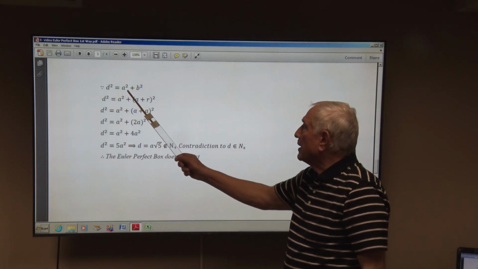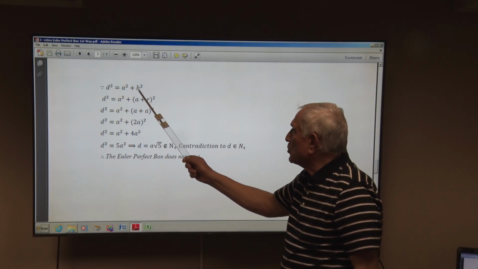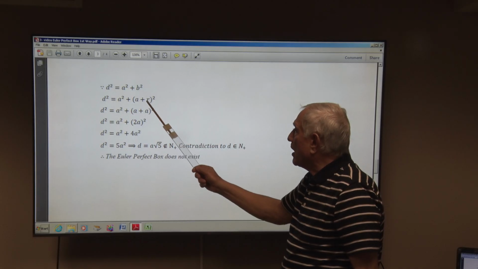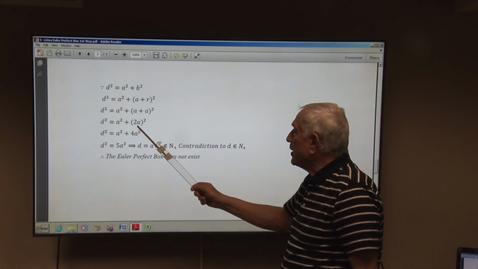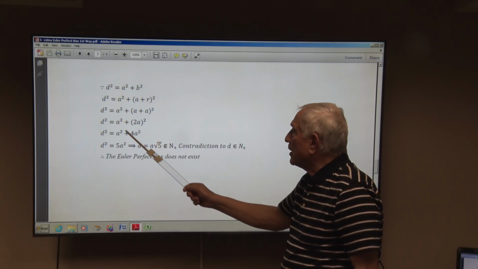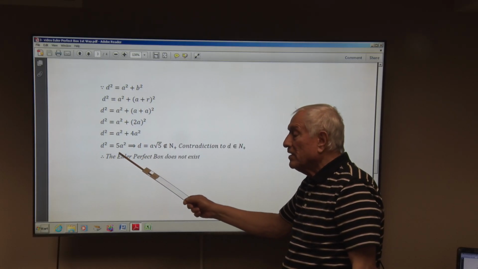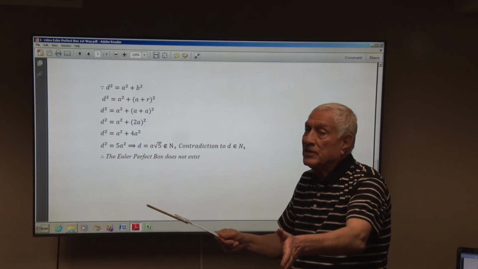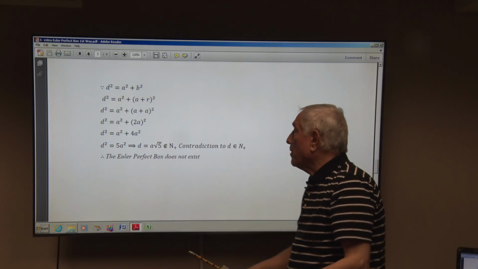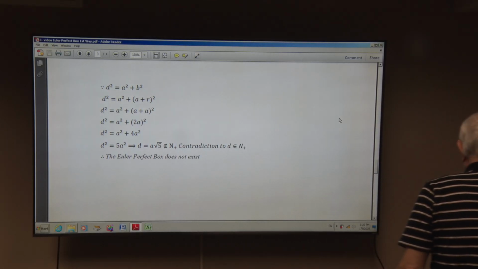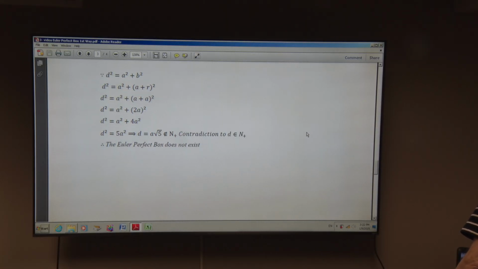The square, A square, B square. And substitute B. Okay, and R is A. You got 2A here, becomes 4A square. Plus 1A square becomes 5A square. This square is 5. D is how much? Not an integer. Then no perfect box. No Euler perfect box.